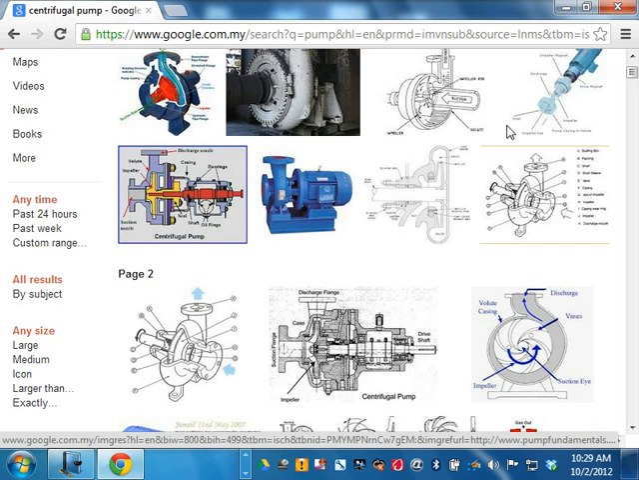So that's how the principle of this pump works, by spinning the fluid. Then the fluid generates centrifugal force. There's nothing to hold the fluid back, so the fluid will then spin out. Okay? So this is very common.